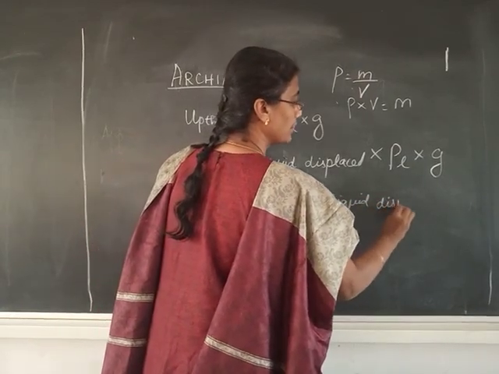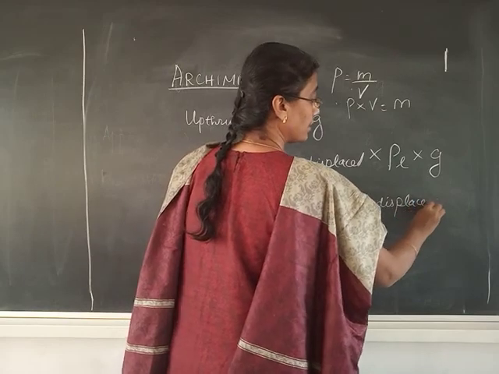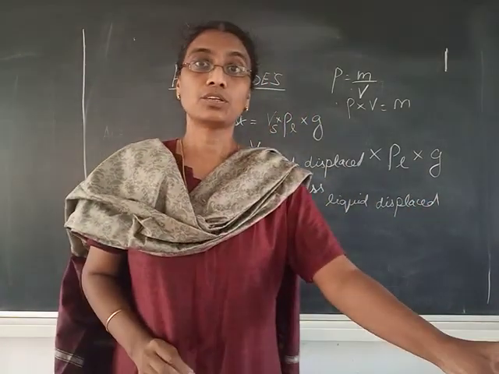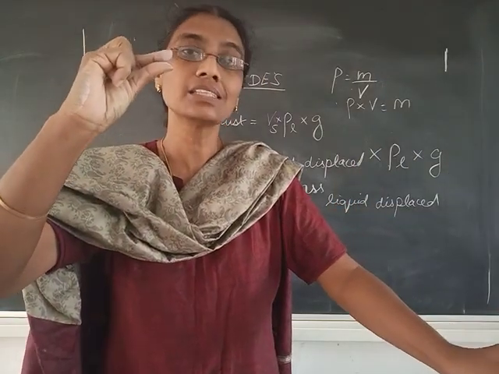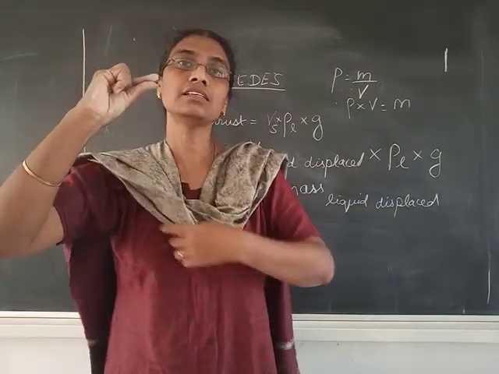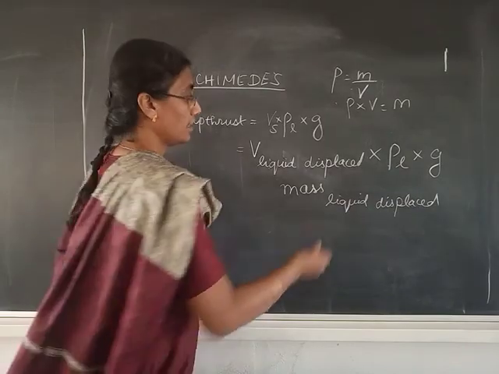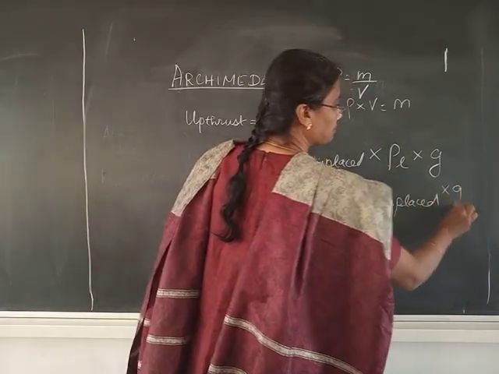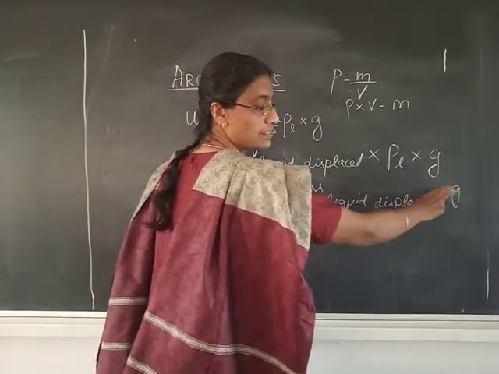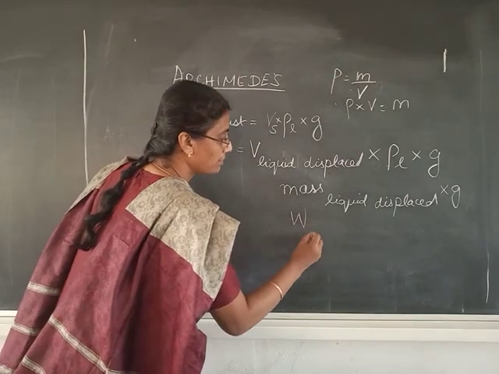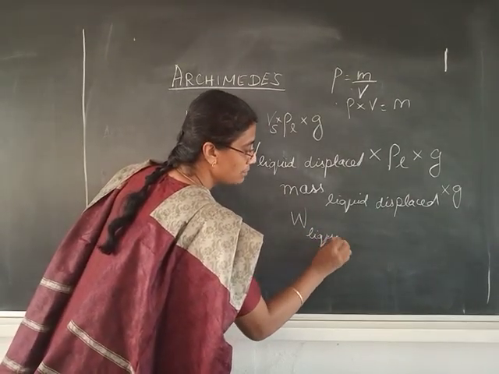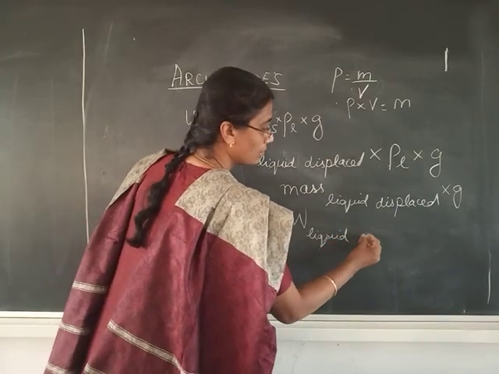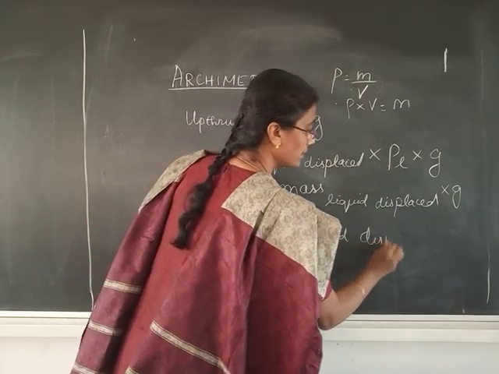Mass of liquid displaced. I am not writing mass of liquid. I am not talking about the entire mass. I am only talking about the mass of liquid displaced, meaning by how much the level of water rose, into g. Mass of liquid displaced into g will be nothing but the weight of liquid displaced. You know, m into g is weight. So, weight of liquid displaced.